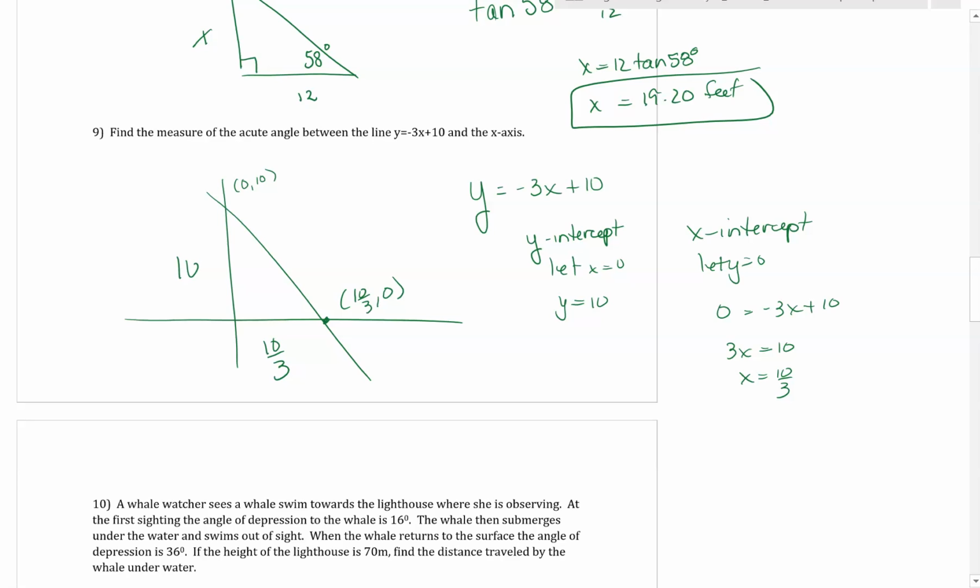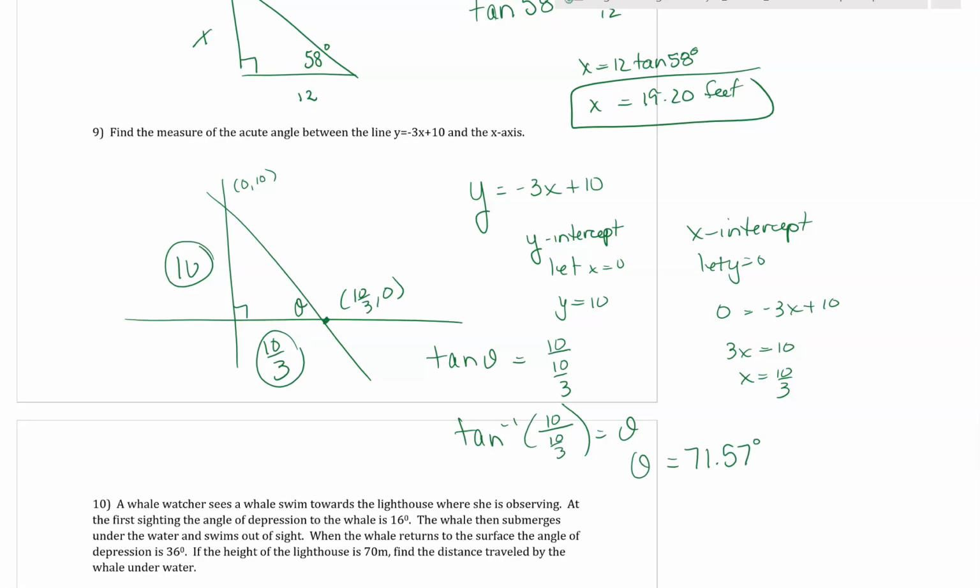So now you know that we have a right triangle, and if you wanted to find this angle theta, that would be opposite over adjacent, so that would be tangent. You would need tangent of theta is opposite over adjacent. If you grab your calculator and you do inverse tangent of 10 divided by 10/3, you will get angle theta. So go ahead and pause the video and find angle theta. So hopefully you have 71.57 degrees. Great job, everybody.